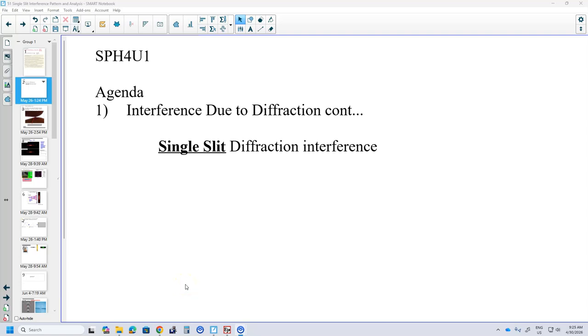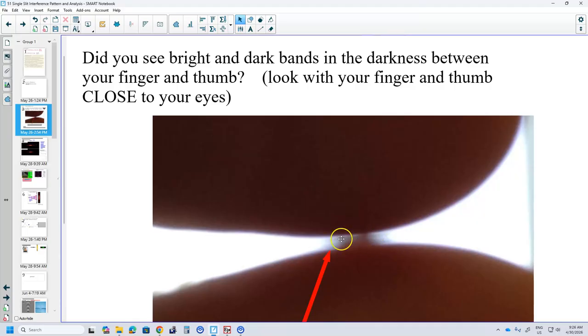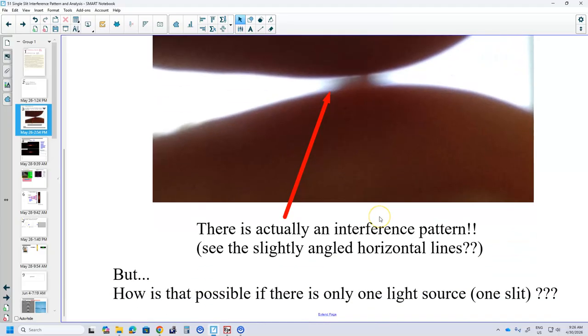Hey everyone, now for a weird one here. Single slit diffraction interference patterns. So remember we looked at the little pattern between your finger and your thumb, and we saw those little bright and dark bands there. It's even something I could catch in a photo a little bit, but you can see it better obviously in real life.